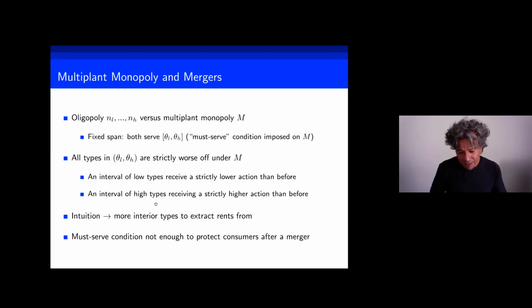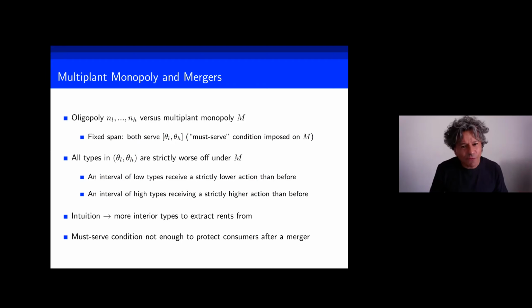And the basic idea is that for the merged firm, there are more interior types to extract rent from, and this leads to further distortions above and below. So the takeaway from this is that a must-serve condition imposed by an antitrust authority will not be enough to protect consumers after the merger, because what the merged firm does is to lower the surplus that it gives to every type, and every type is strictly worse off.